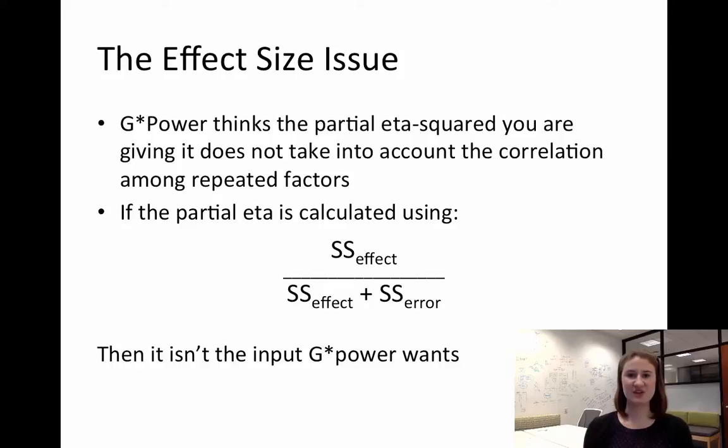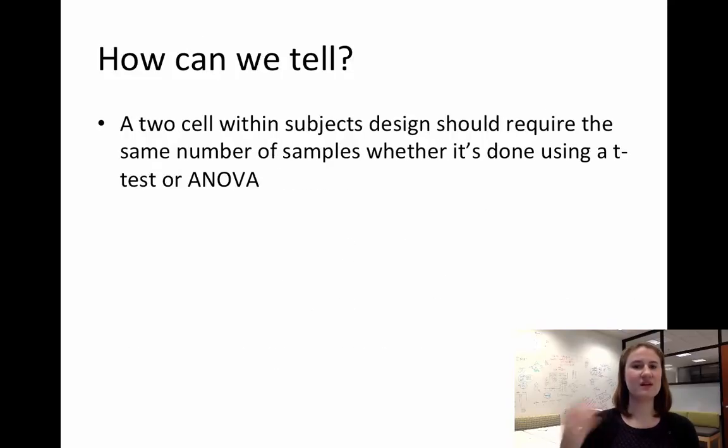And if the numbers match up, then you know that the partial eta squared in your particular program does take into account the correlation because it uses this formula. So how can we actually tell that the input G-Power thinks it's getting is different from the input we're actually giving it? One way we can check this is to look at a two-cell within subjects design.